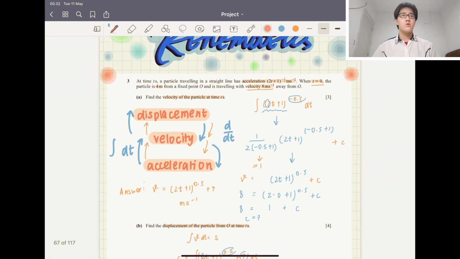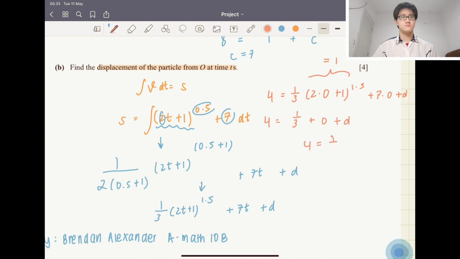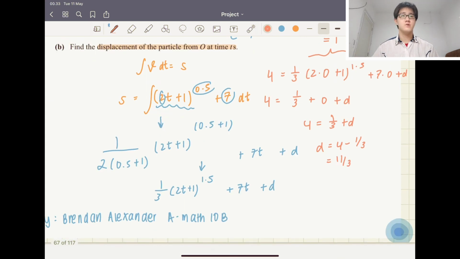Now you need to solve for d, which is by using the information t is equal to 0 and the initial displacement is 4. So just plug those values in like you did before. And make sure you put the 4 on the left hand side of the equation because the 4 represents your displacement, okay, which is the subject of the formula you found. And then you can just keep on simplifying that equation. And because (2 times 0 plus 1) all to the power of 1.5 is equal to 1, you can just ignore it. And eventually, your arbitrary constant is 11 over 3. There you go, you found your answer.